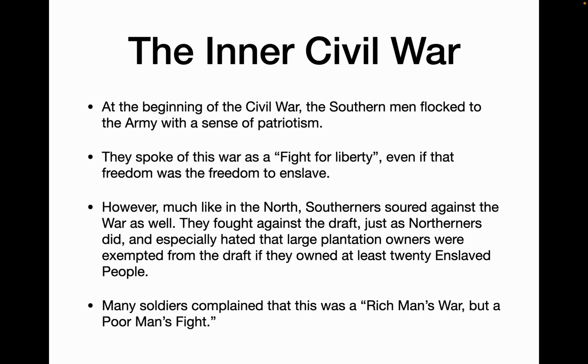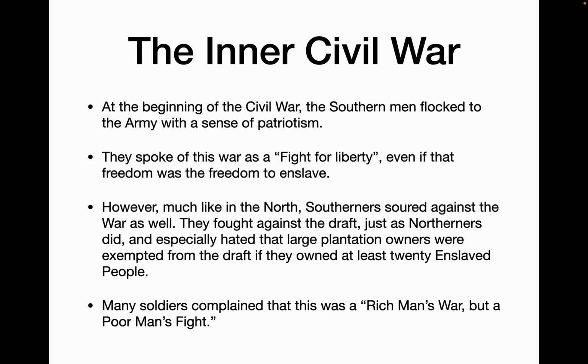At the beginning of the Civil War, the Southern men generally flocked to the army with a great sense of patriotism, much like the North had, that we saw the numbers swell. And they spoke of the war as a fight for liberty, which again is kind of an ironic statement, because one of these liberties is, as they say in the movie Lincoln, the freedom to oppress, the freedom to enslave, is one of the freedoms they are fighting for.